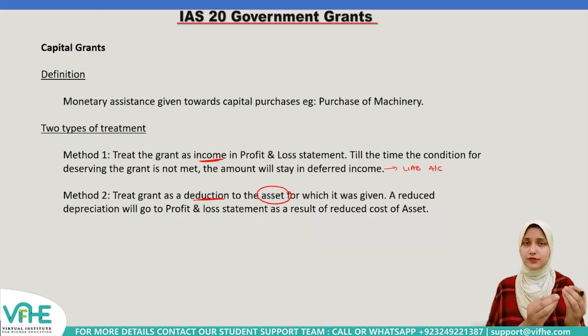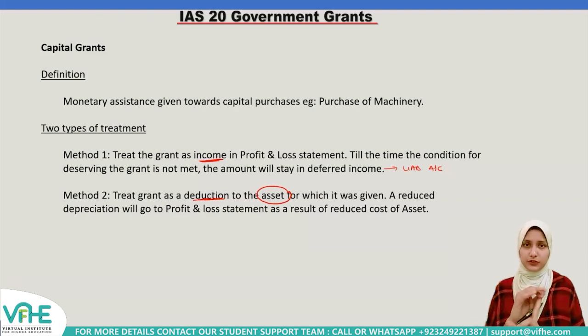If you reduce the grant money from the cost of the asset, then the cost of the asset will reduce. So they would want the cost of the assets to be comparable, which is why they don't want to spoil the figures. So they will treat the grant money as grant income in the profit and loss statement.